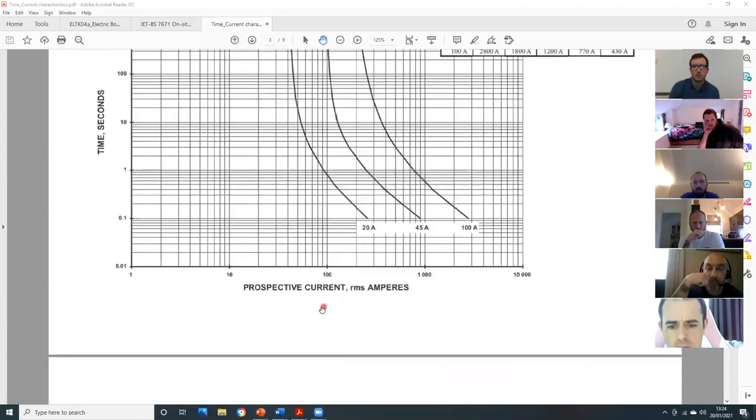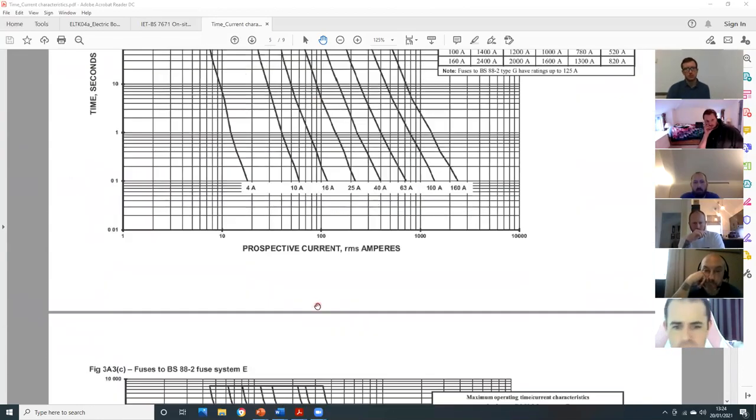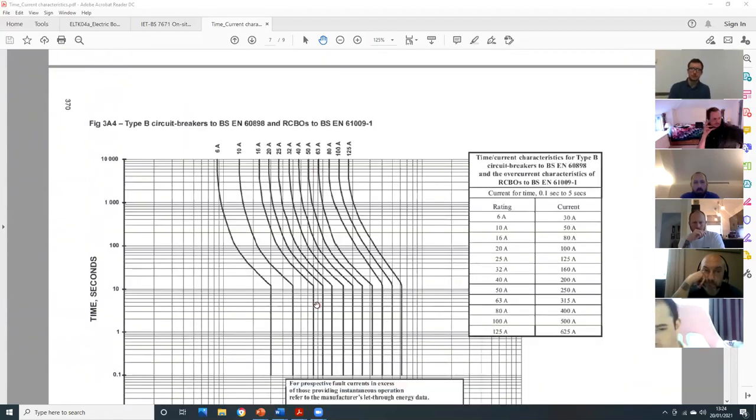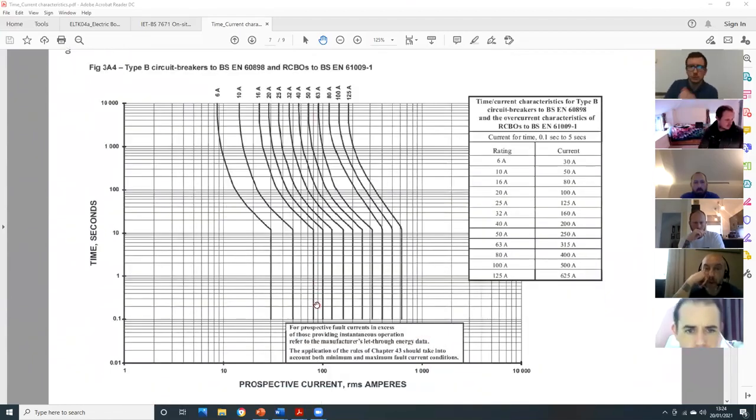We'll whiz through and have a look at the type 1-4 circuit breakers. There are three of them: type B, the ones we use in a domestic environment, type C and type D. So this is a slightly different looking one for circuit breakers. But again, if we look at a 16 amp circuit breaker, can you tell, first of all, going in reverse order now, about what minimum current it will take to operate it at all?